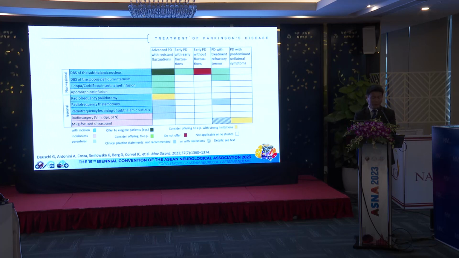Same thing for the globus pallidus, for the GPi DBS. Consider offering it for patients with advanced Parkinson's disease with resistant tremors, and same for PD patients with treatment refractory tremors. Because as you know, there are cases wherein we cannot do subthalamic nucleus DBS, right? And then down the line, for the levodopa carbidopa gel infusion, for advanced Parkinson's, we offer that.